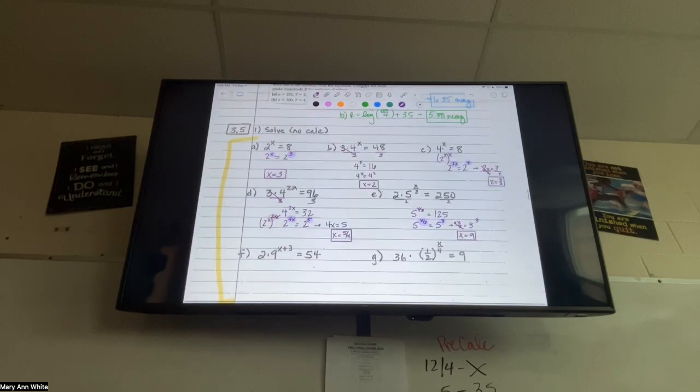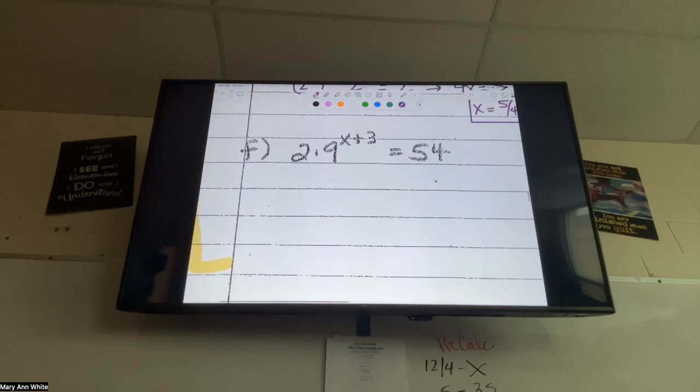All right, let's keep moving. Anybody have any questions yet? Next one, what should I do first on letter F? Divide by 2, good, so I get 9 raised to the x plus 3 equals 27.